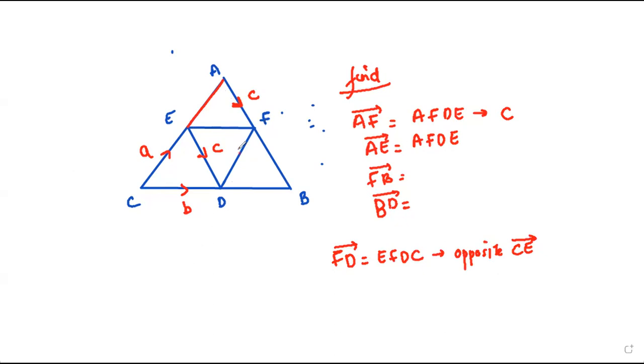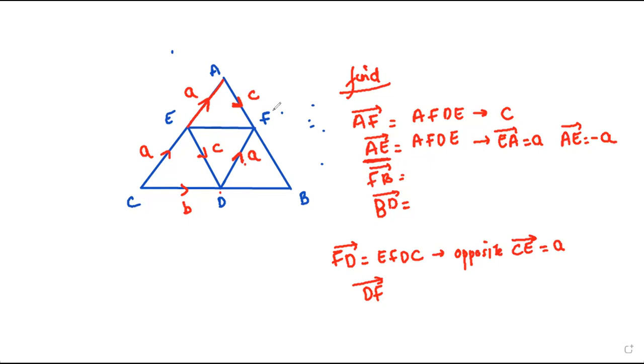So I can say this will be D to F and the value will be A. If C to E is A, then D to F will be A as well. Now coming back to this parallelogram, AFDE, for AE: D to F is A, that means E to A will be A. If E to A is A, that means A to E will be negative A.